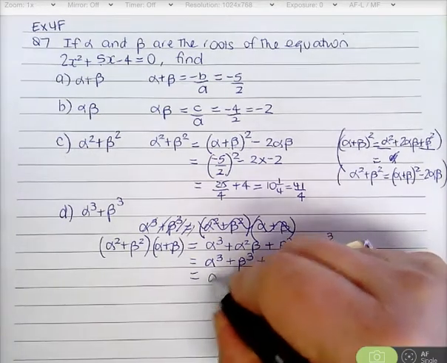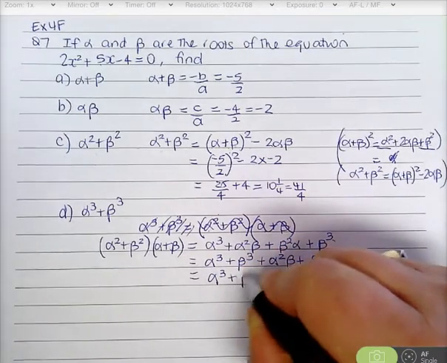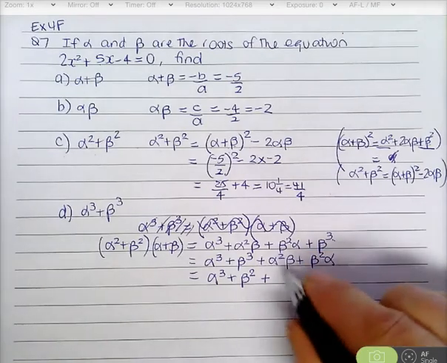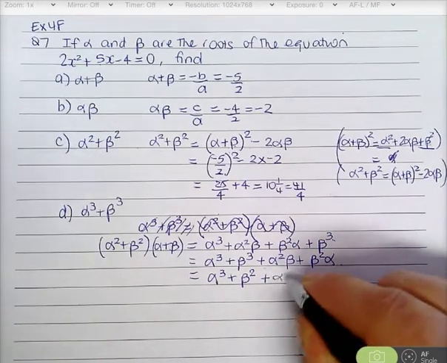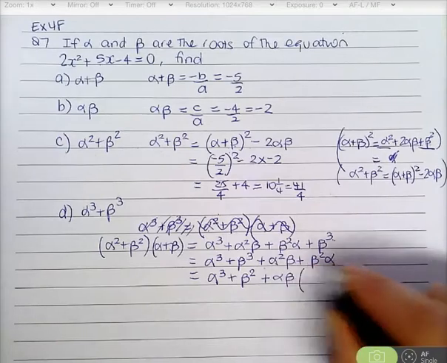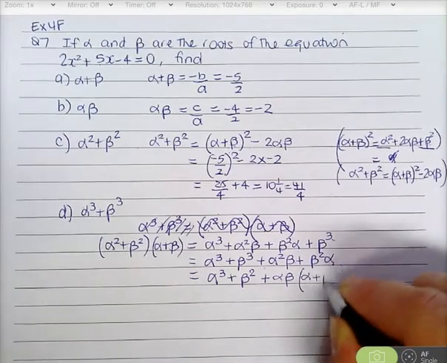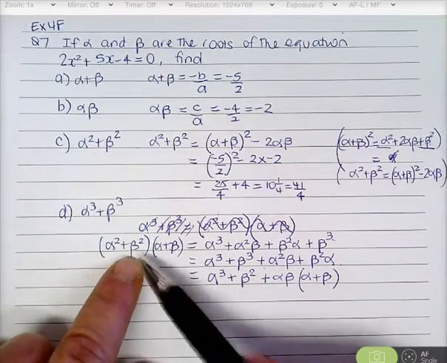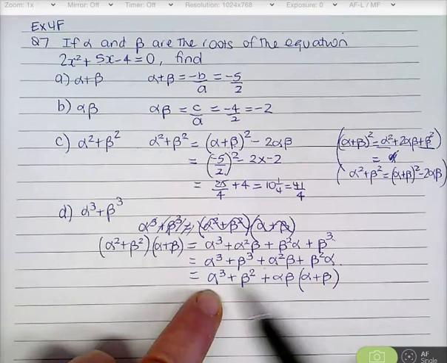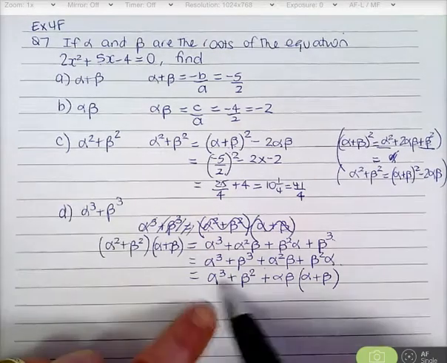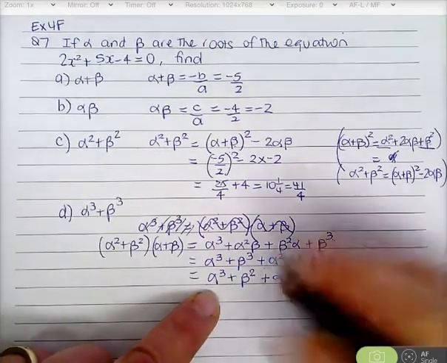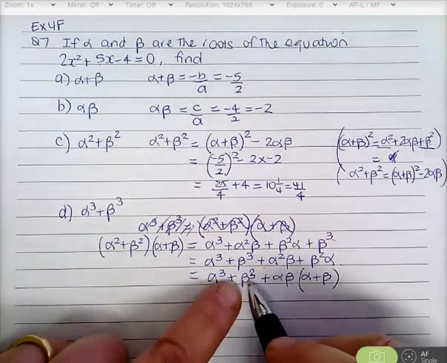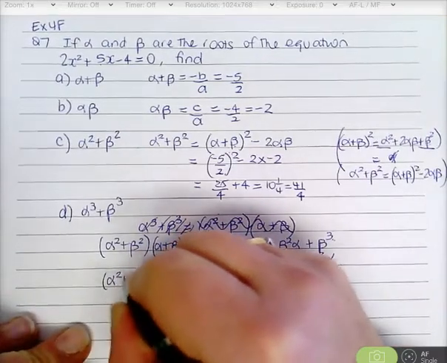Now what I'm going to do here, I've got alpha cubed plus beta cubed plus, I'm going to factorize these two terms here, and I get alpha and beta in common here, and I'm left with an alpha plus beta. So I've got that alpha squared plus beta squared times alpha plus beta is equal to this down here. Now in part D, I just want to work out what alpha cubed plus beta cubed is. So if I just want those two, I'm going to bring this down here too.